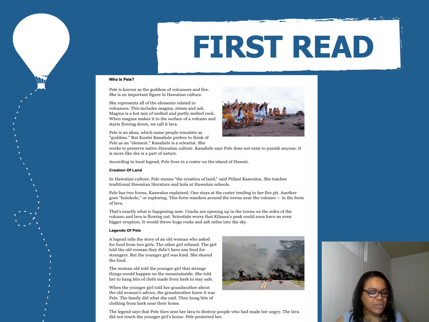She teaches traditional Hawaiian literature and hula at Hawaiian schools. Pele has two forms, Kawaloa explains. One stays at the crater tending to her fire pit, another goes holo, or exploring. This form wanders around the town near the volcano in the form of lava. That's actually what is happening now.